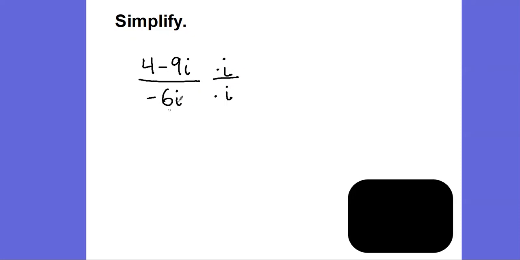Notice this is not a binomial, so I don't need to do any complex conjugates or anything like that. You can multiply by -i on the top and bottom if you want, but it's not necessary. When we distribute our i, I times this 4 would be 4i. And i times negative 9i would be minus 9i squared. Negative 6i times i would be negative 6i squared.